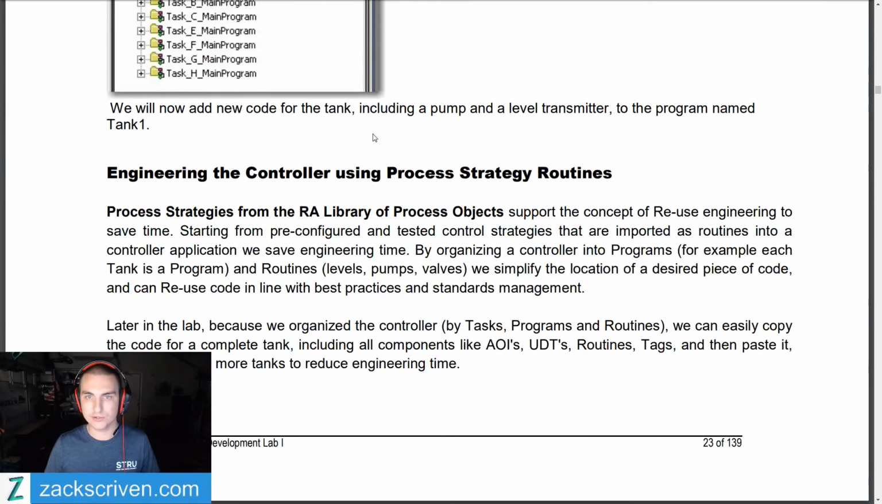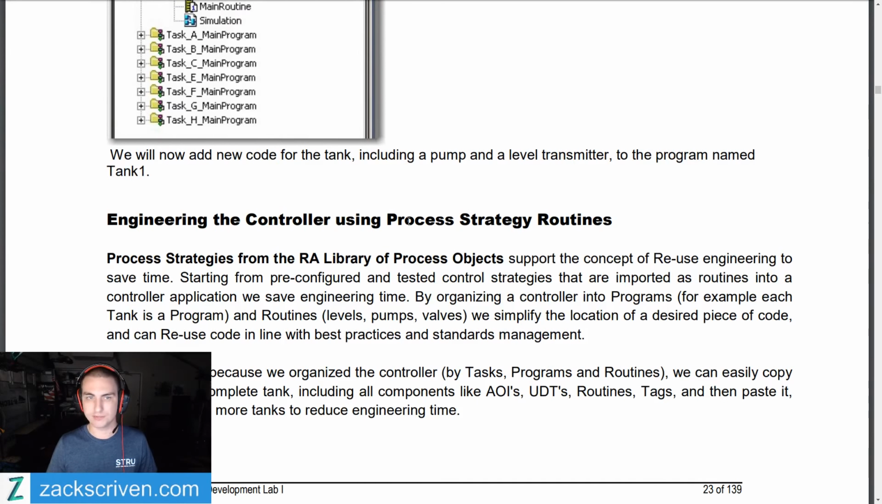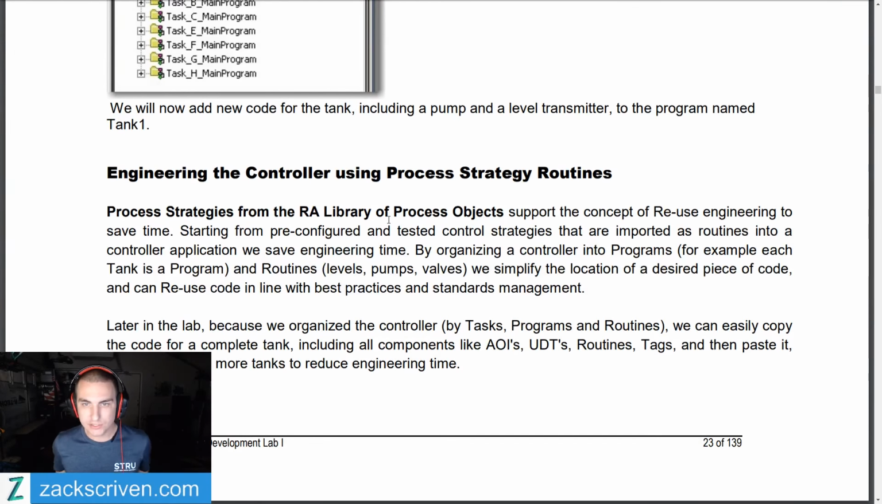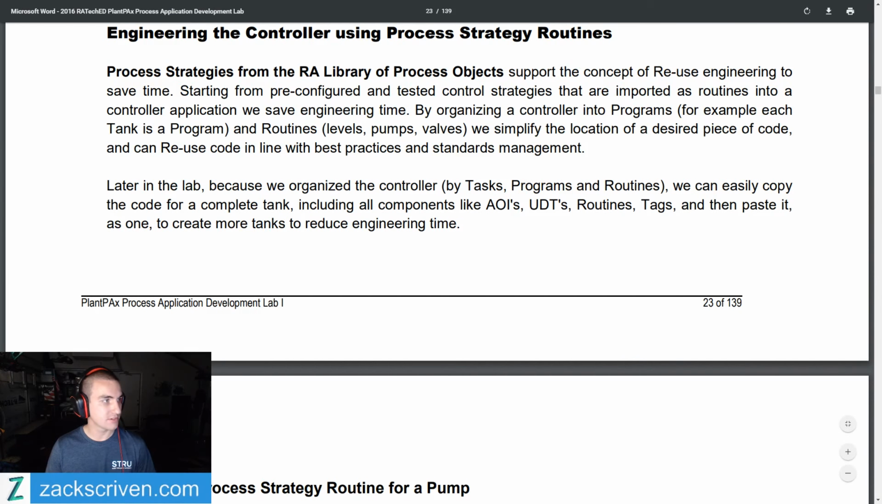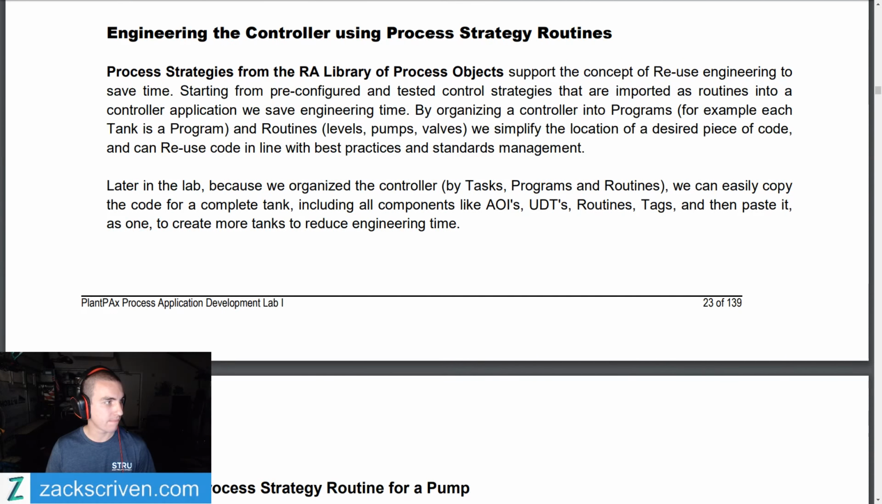Now we will add new code for the tank, including a pump and level transmitter. Engineering the controller using process strategy routines. Process strategies from the RA Library of Process Objects support the concept of reuse of engineering time to save time.